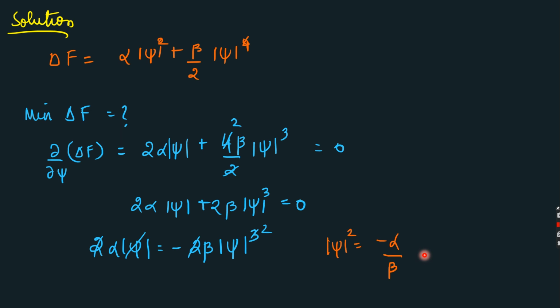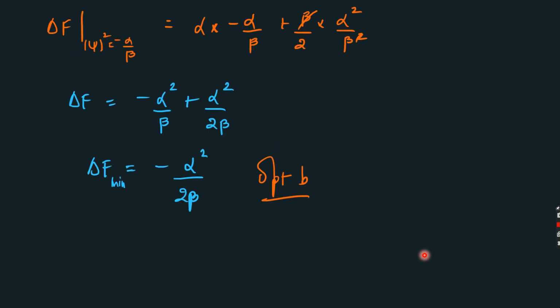Now I have to substitute this equilibrium point in the original equation of del f, and I'll get the minimum del f value. So on doing that, I get minus alpha square by beta plus alpha square by 2 beta, which gives me minus alpha square by 2 beta, which is option B.